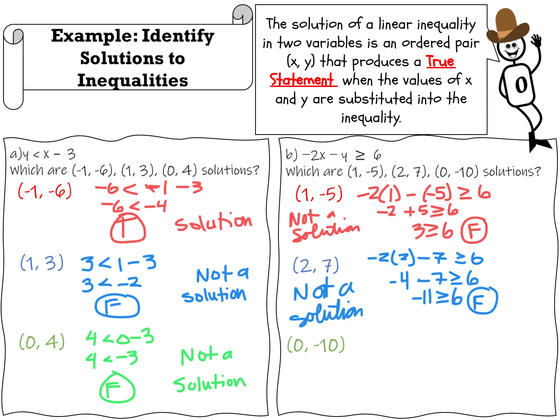And the last one, (0, -10). -2 times 0 for the x minus -10 for the y greater than or equal to 6. -2 times 0 is 0, minus -10, so plus 10 greater than or equal to 6. 10 greater than or equal to 6. This is a true statement. So because this is true, this is a solution.